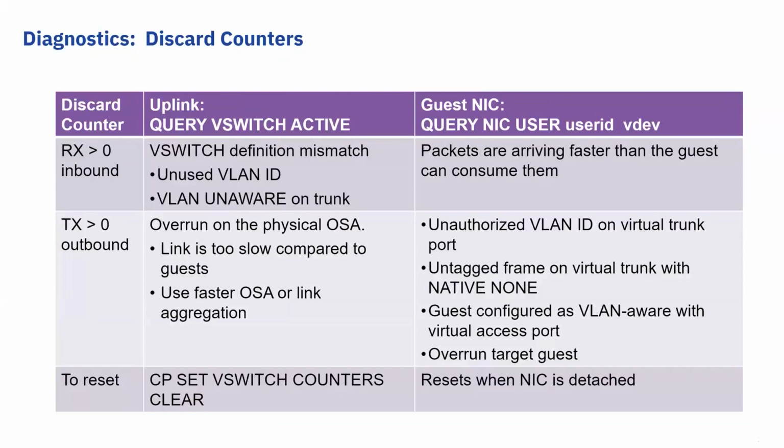GVRP is on by default, but that's the group VLAN registration protocol. It's how the vSwitch tells the physical switch, here's what VLANs I'm actually actively using. Don't send me traffic for something I don't have. Even though I have guests that are authorized for VLAN 55, if the guest isn't logged on and using it, then why should the switch send me any broadcasts for VLAN 55? I've got nobody to deliver it to. So why don't I just tell it upfront not to do that? GVRP does that. But if you receive one and CP looks around and says, I have no guest associated with that VLAN ID, he'll discard it.